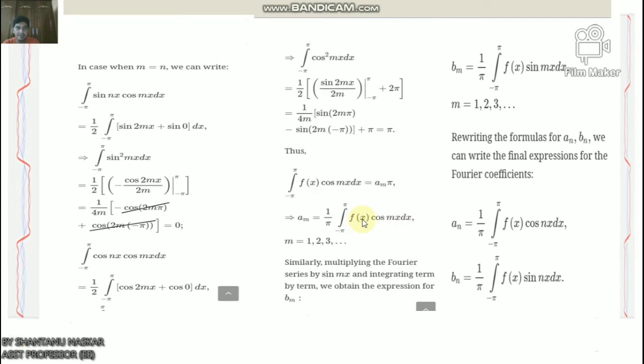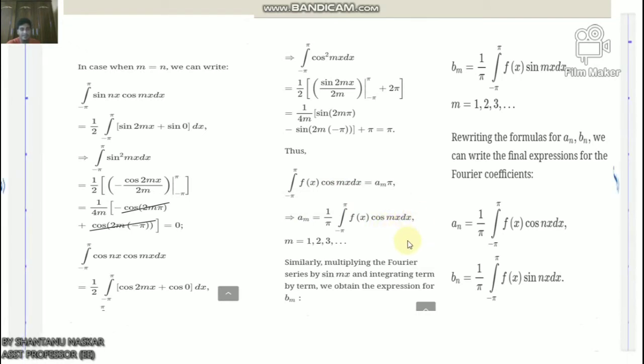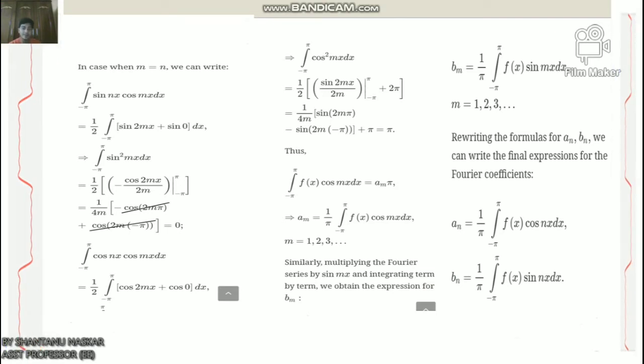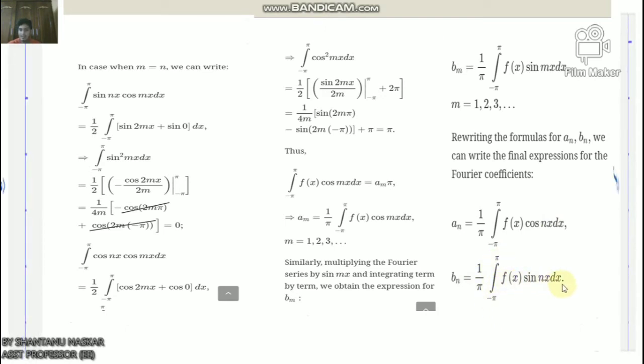Thus the integral from -π to π of f(x) cos mx dx equals a_m π, and a_m equals 1 by π times the integral from -π to π of f(x) cos mx dx, where m equals 1, 2, 3, and so on. Similarly, multiplying the Fourier series by sin mx and integrating term by term, we obtain the expression for b_m, which equals 1 by π times the integral from -π to π of f(x) sin mx dx, where m equals 1, 2, 3, and so on. Rewriting the formula for a_n and b_n, we can write the final expression for the Fourier coefficients: a_n equals 1 by π times the integral from -π to π of f(x) cos nx dx, and b_n equals 1 by π times the integral from -π to π of f(x) sin nx dx.